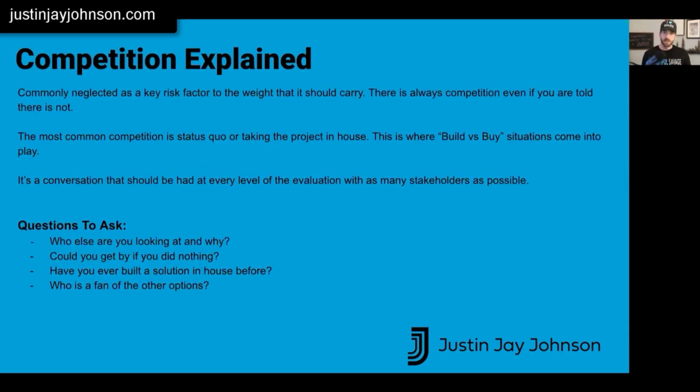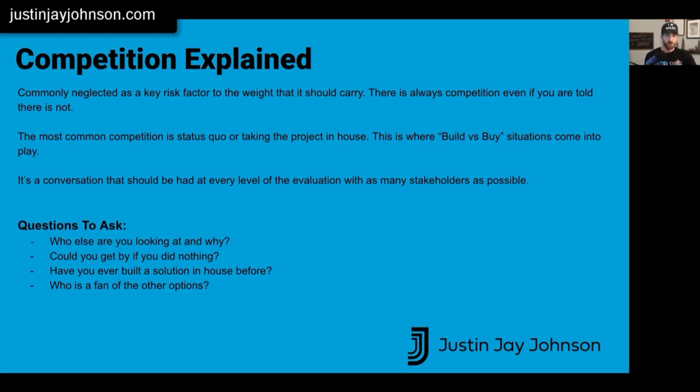This is commonly neglected, even though people commonly talk about competition in their deals, but it's very rarely given the weight that is necessary to properly align with it. Because there's always going to be competition in your deals. Even if they tell you there is no competition, there is still competition. And the most important and most common competition is status quo, meaning doing nothing, or taking the project in-house.